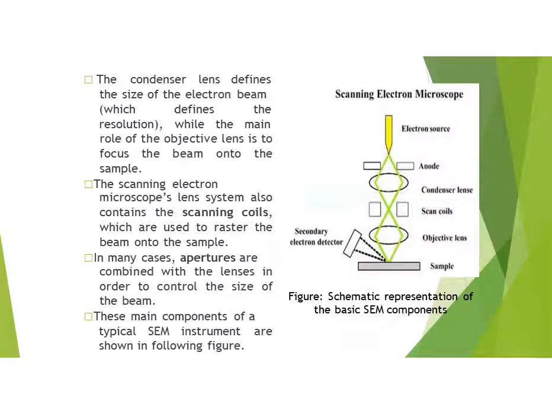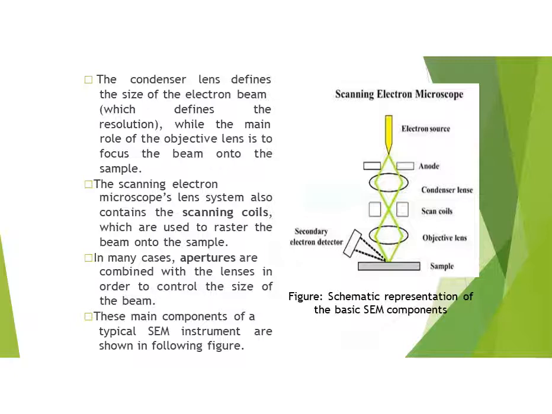The condenser lens defines the size of the electron beam, which defines the resolution, while the main role of the objective lens is to focus the beam onto the sample. The scanning electron microscope's lens system also contains scanning coils, which are used to raster the beam onto the sample. In many cases, apertures are combined with the lenses in order to control the size of the beam.